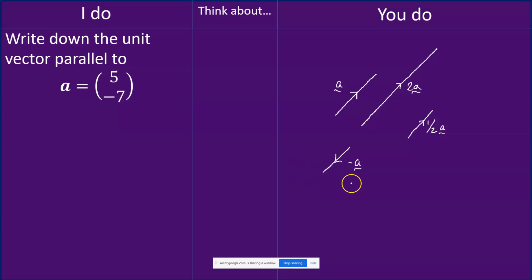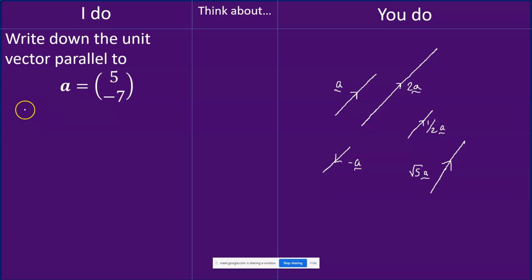Okay? And then if you want to, you can come up with all sorts of configurations. So if you wanted, I don't know, root 5 lots of A, it's going to point in that direction, and whatever root 5 is, 2 point something, it's a little bit longer than A. Something like that. So what I want then is to find the unit vector which is parallel to this. So it's going to be some sort of multiple of this. Now it is a dead easy little task to do.